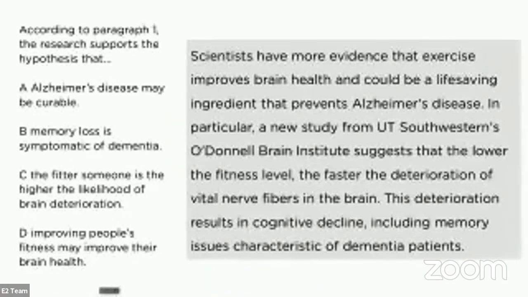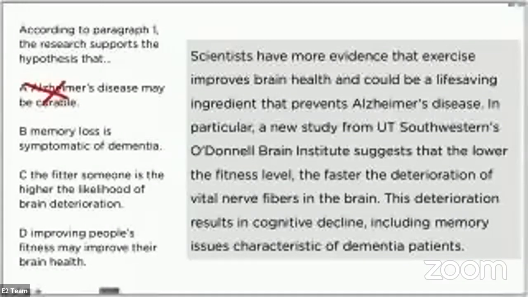Question 1. So question 1 said, according to paragraph 1, the research supports the hypothesis that, this is a sentence completion activity, Alzheimer's disease may be curable. Well, it says nothing about that. It says that it may prevent Alzheimer's disease. So we can eliminate A. Elimination, by the way, is an extremely effective technique in order to improve your chances of selecting the correct answer.